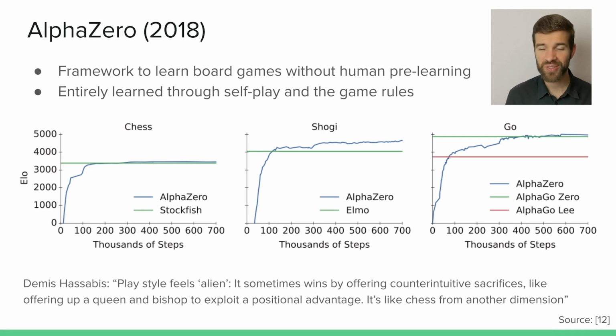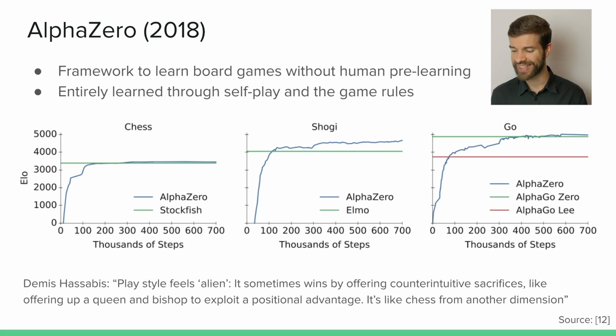This is a really interesting quote that I don't want to hold back from you. The world champion said, Demis Hassabis, the playing style feels alien. It sometimes wins by offering counterintuitive sacrifices, like offering up a queen and bishop to exploit a positional advantage. It's like chess from another dimension. And this might sound scary, but it's really remarkable to see that the computer learned to go in certain directions that were so out of our realm of imagination, but eventually got to a better solution than we could come up with.